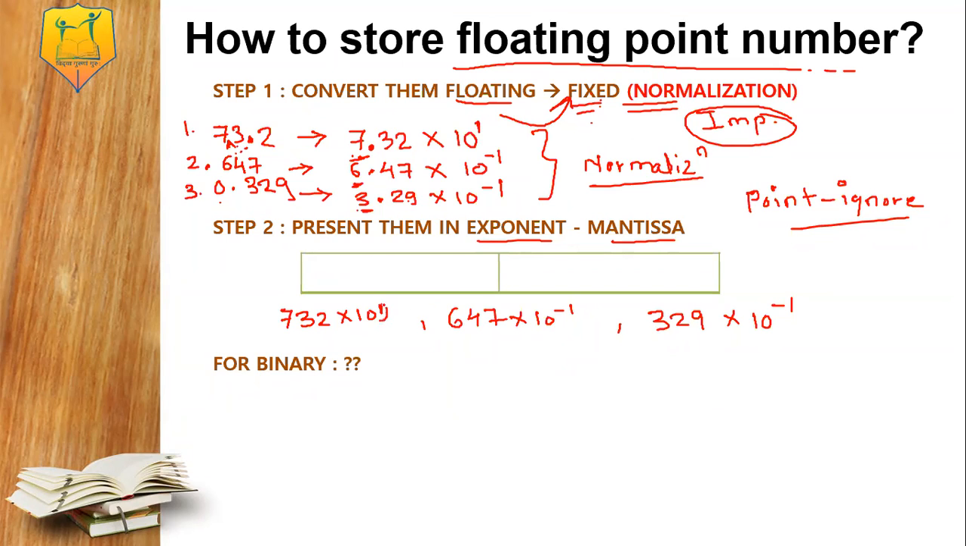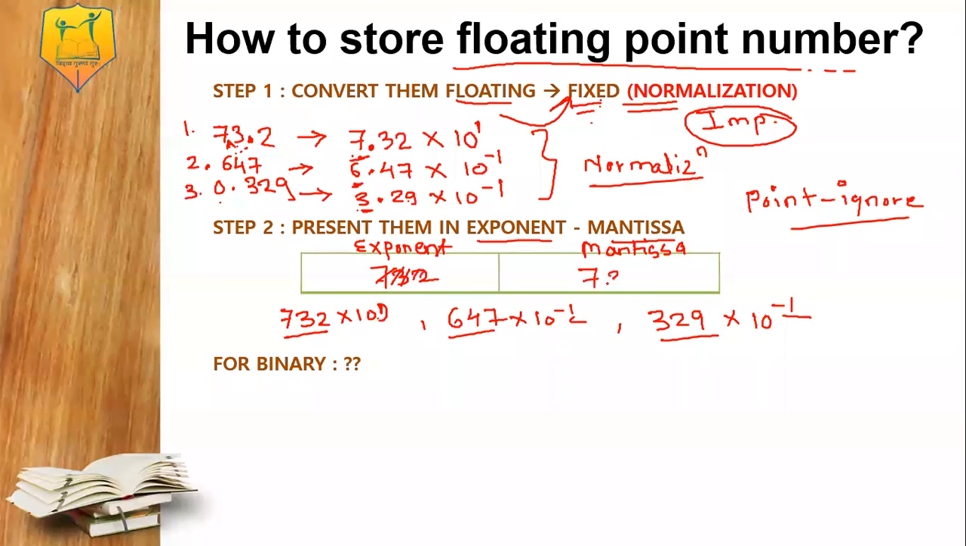So here, 10 raised to whatever it is, a 1, it is a minus 1, it is also minus 1. That is my exponent, so here I am writing out the exponent. And the rest, the actual digits that are formed after moving the point, that becomes your mantissa. So here I am writing 732.